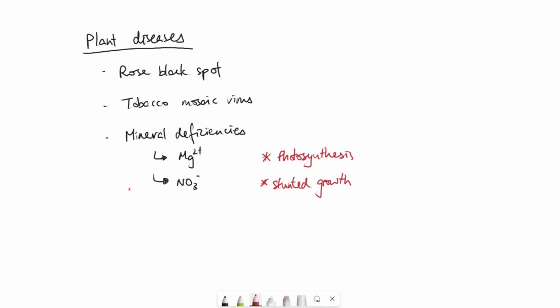Or it could be rose black spot or tobacco mosaic virus, where they destroy the chloroplast, hence less light absorbed, less photosynthesis, less glucose, less proteins, therefore stunted growth. Or like I said, nitrate deficiency directly, less amino acids, less proteins, therefore stunted growth. So ultimately it always leads back to stunted growth, but you need to be able to explain that sequence of events.